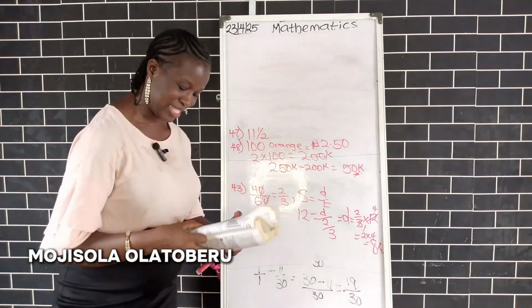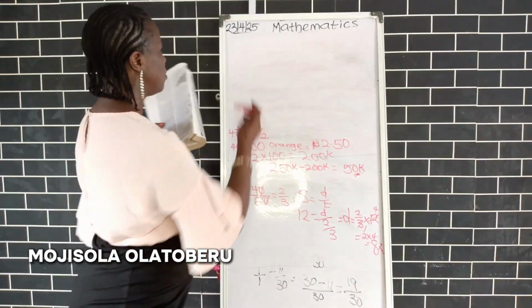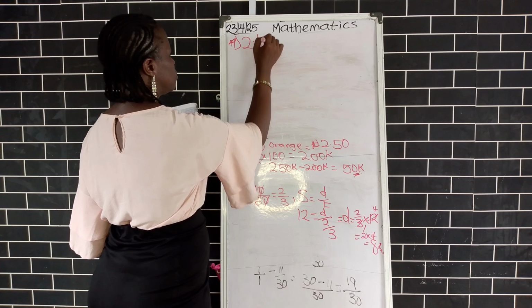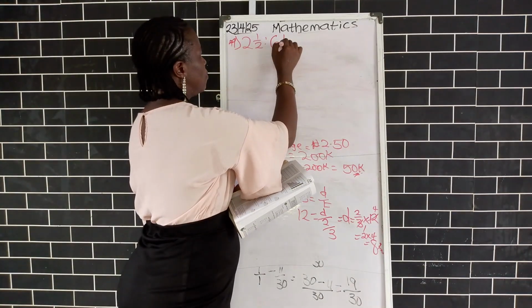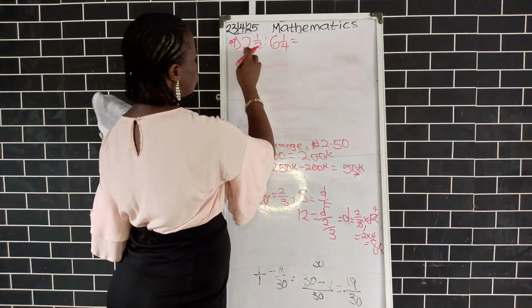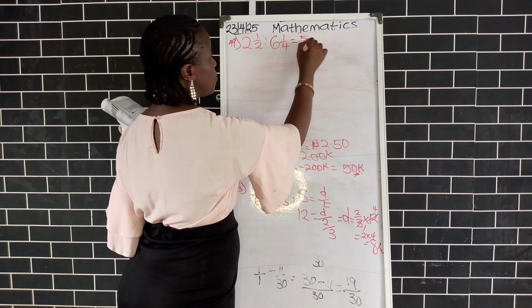So now to number 49 question. Express the ratio 2 whole number 1 over 2 to 6 whole number 1 over 4 in their lowest terms. What do we do here? 2 multiplied by 2 is 4, plus 1. So we have 5 over 2.